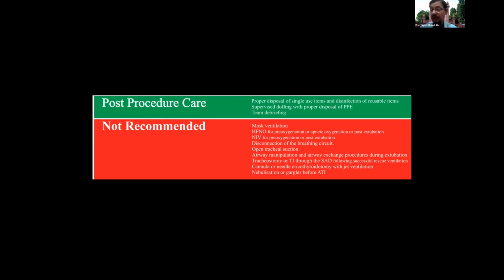And when you disconnect it, it is better that you clamp the endotracheal tube, or you can put an HME filter over the endotracheal tube, so as to prevent the spreading of the infection. Airway manipulation and airway exchange with airway exchange catheters should always be limited as much as possible. Tracheostomy and tracheal intubation through a supraglottic airway device is not recommended, and cannula over needle cricothyrotomy is not recommended. You can go for a surgical cricothyrotomy if need be, and nebulization and gargles are also not recommended.